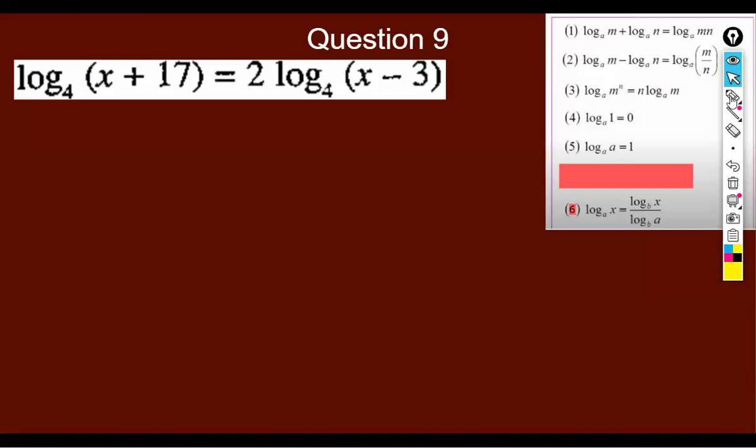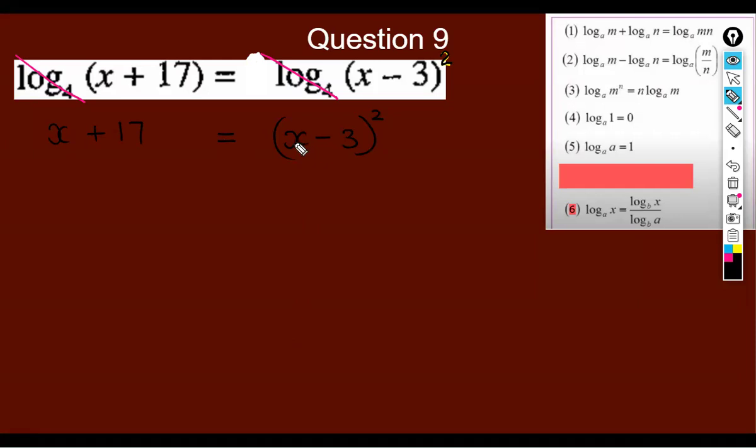So like I said, that 2, we could throw it over there, and we won't need it over here. In a case like this, you have x minus 3 squared, and of course it's exactly 1 log on each side, and the bases are the same. The base is 4, so you're going to get x plus 17 is equal to x minus 3 squared.